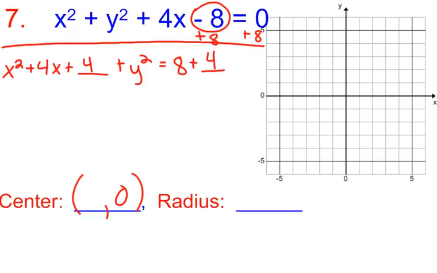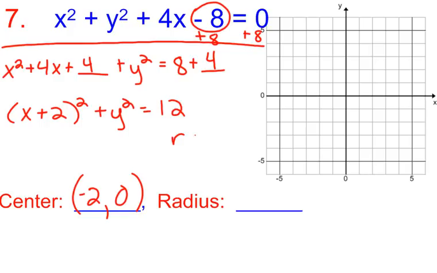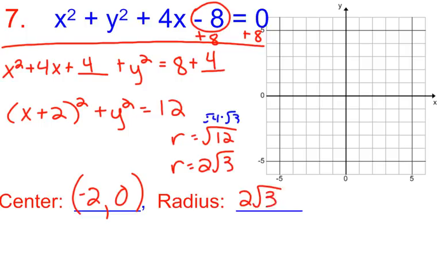I go ahead and factor then. X plus 2 quantity squared plus y squared equals 12. So now I'm in my form where I can give the center and the radius. I do see that my y is 0, right? My x value, my h, would be -2. So my center is at -2, 0. And my radius would be the square root of 12, which I would write as 2 root 3, because if I break down the square root of 12, I'd have root 4 times root 3. So I'm going to say my radius is 2 root 3.